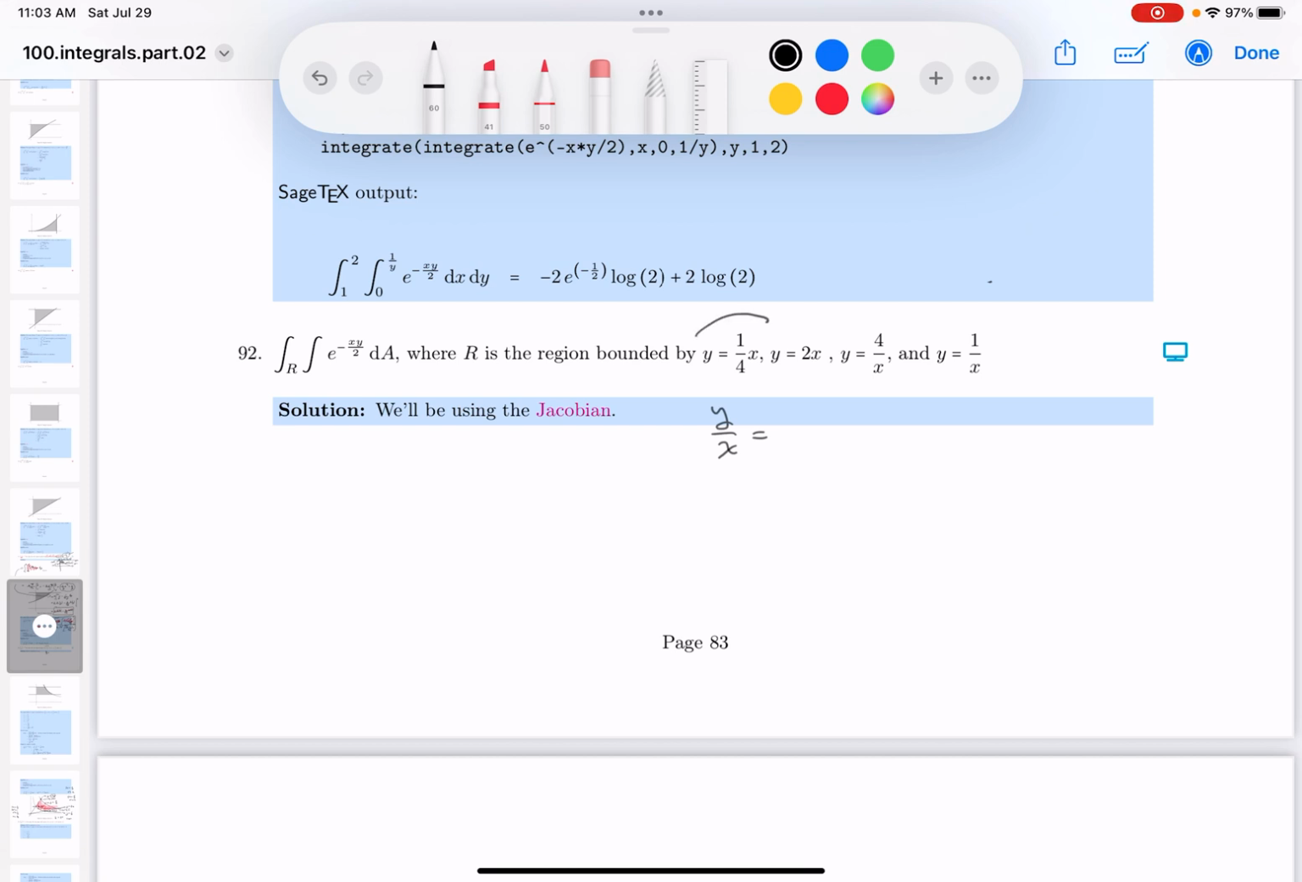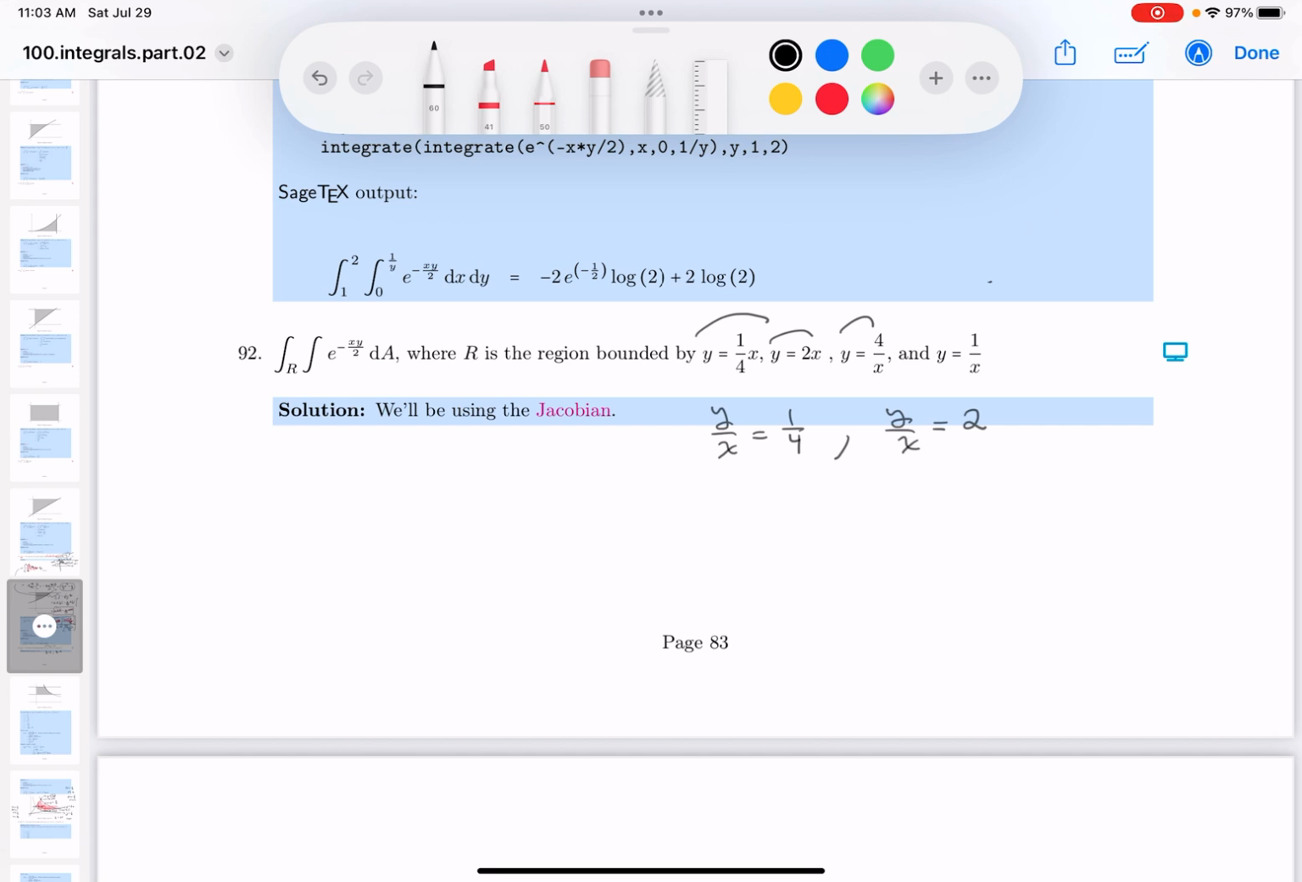I'm looking at the first equation, by the way, is 1/4. And then I'm going to look at this one over here. Now look at this one over here. y over x equals 2.